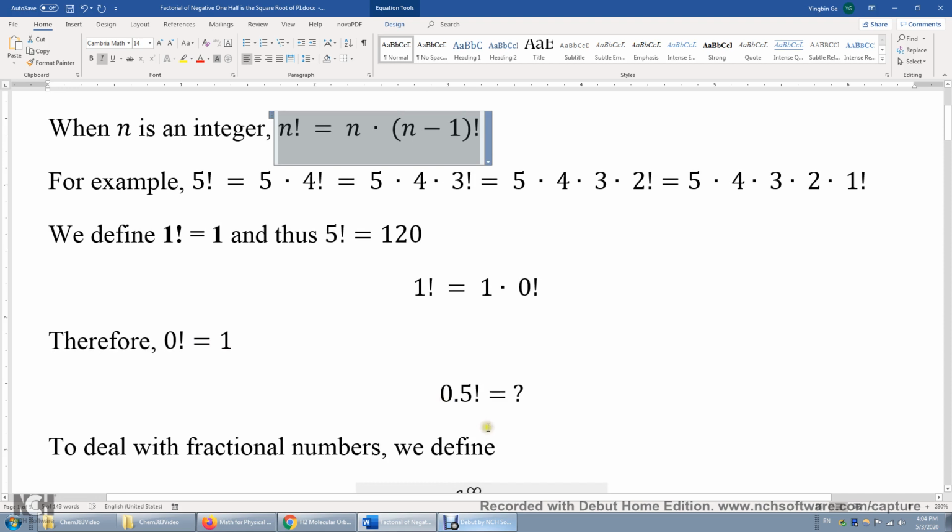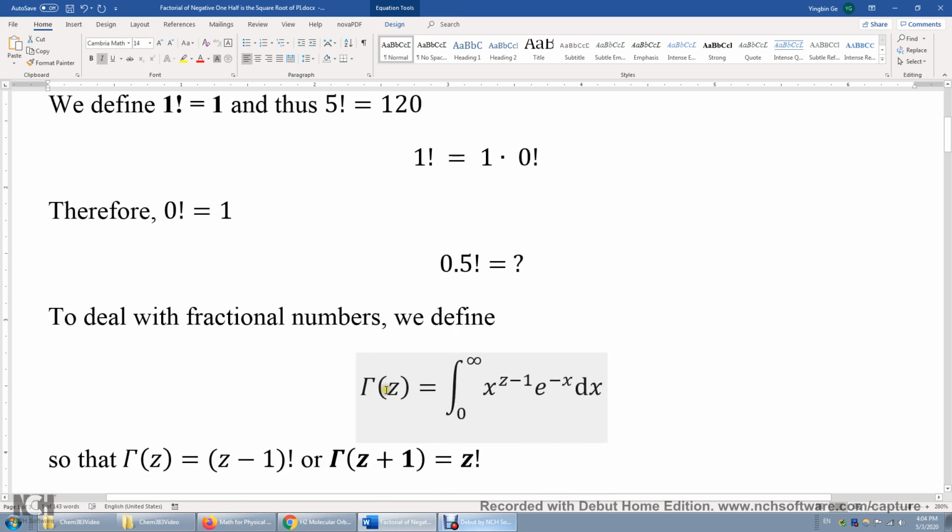What about 0.5 factorial? To deal with the factorial of a fractional number, we have to define this gamma function here. The integral of x to the power of z minus 1 times e to the power of negative x dx. X is from 0 to infinity.